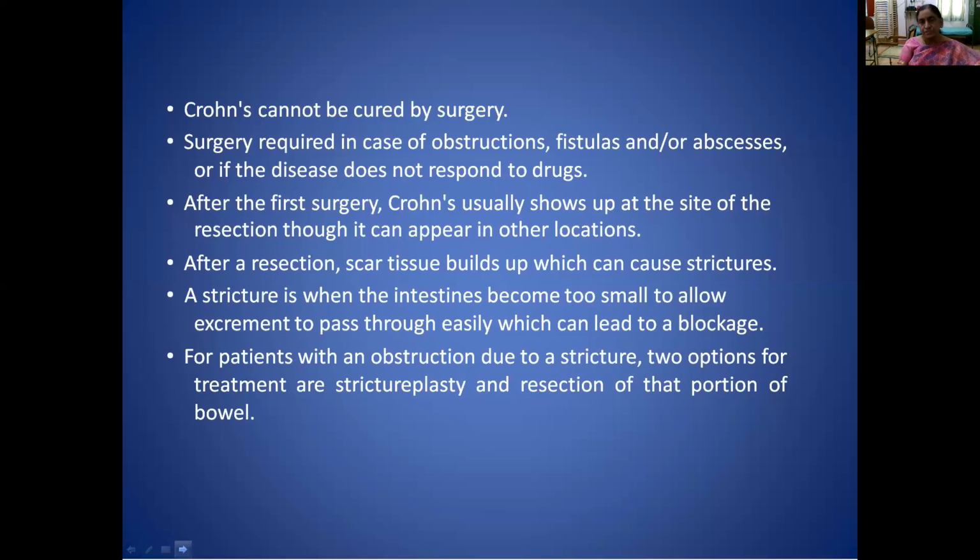For the patient with an obstruction due to a stricture, there are two options of treatment. When the stricture is found with intestinal obstruction, you can go for surgery. One is stricturoplasty, that is widening of the stricture by surgery. The other option is to resect that portion of the intestine and do it there.